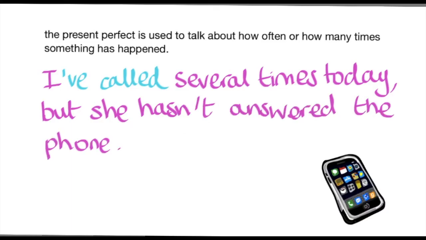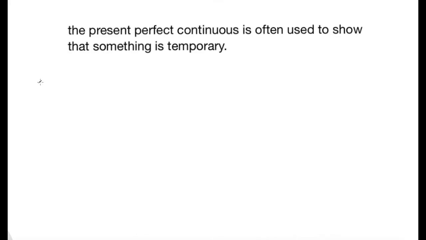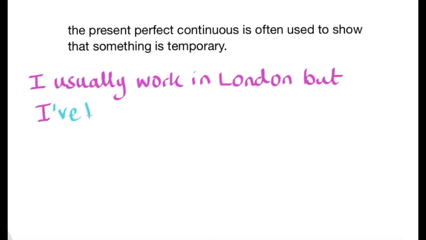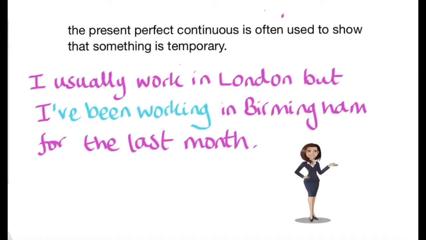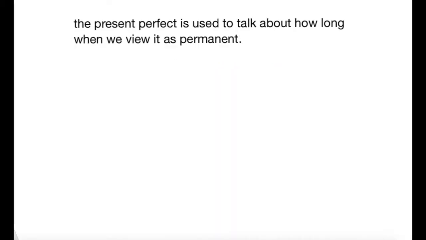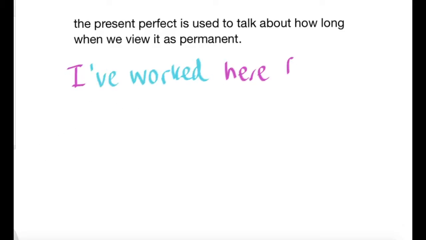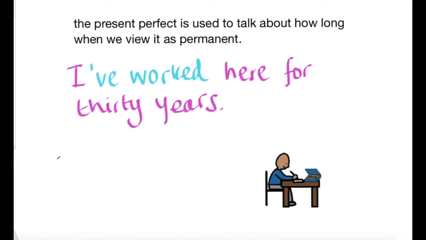We can also use the present perfect continuous to show that something is temporary. So, for example, I usually work in London, but I've been working in Birmingham for the last 4 weeks. Whereas the present perfect simple is used to talk about how long when we view something as permanent. So I've worked here for 30 years. In your mind, you're seeing that as a long-term or a permanent state.